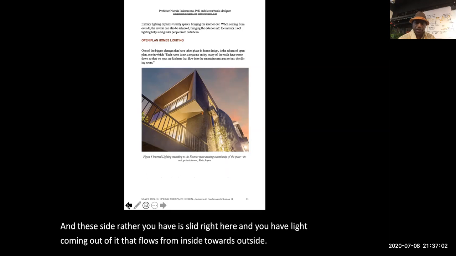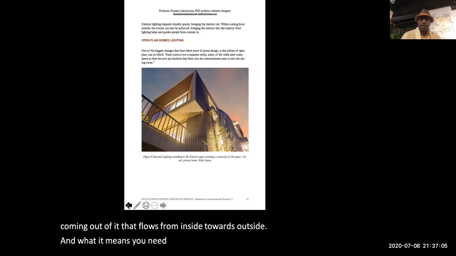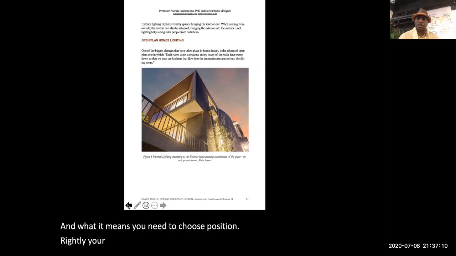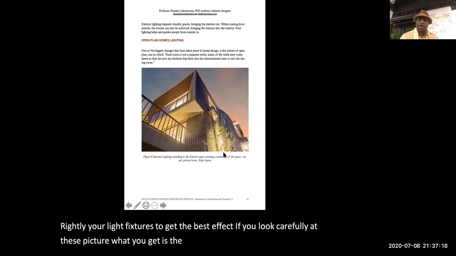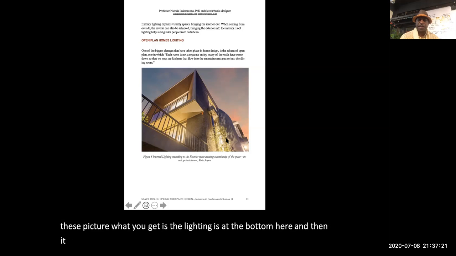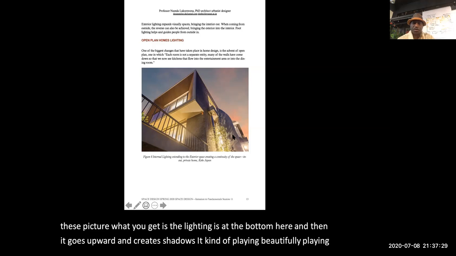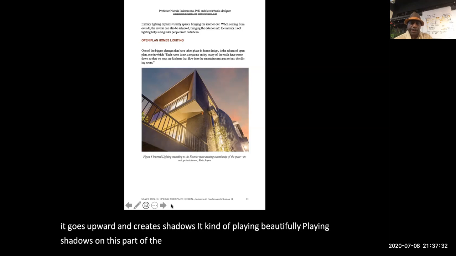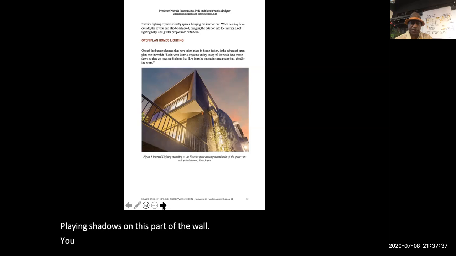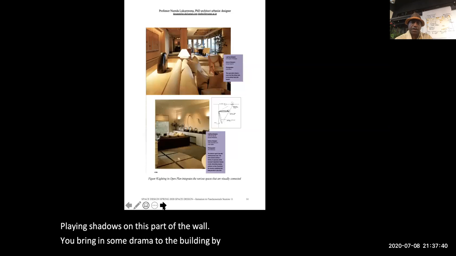And what it means is you need to position your light fixtures rightly to get the best effect. If you look carefully at this picture, the lighting is at the bottom here, and then it goes upward and creates shadows, a kind of beautifully playing shadows on this part of the wall. You bring in some drama to the building by using that kind of lighting.